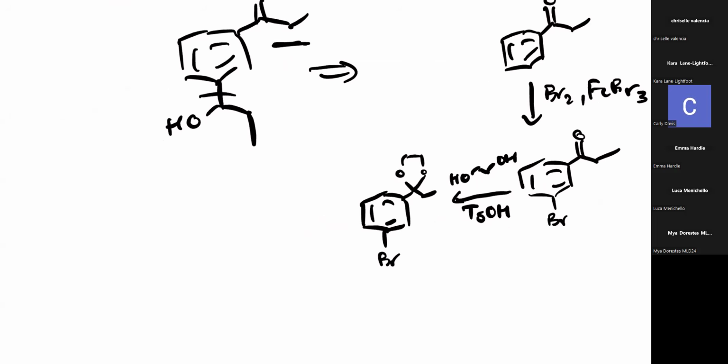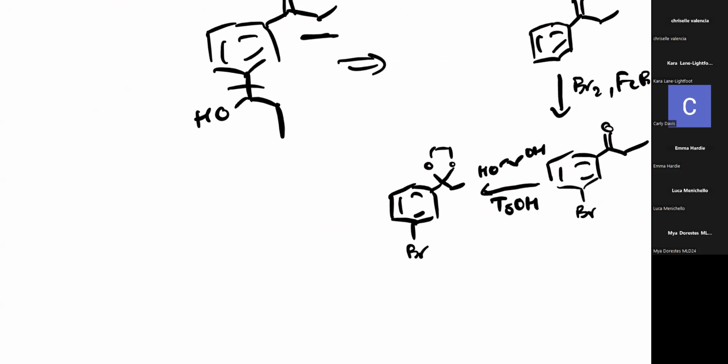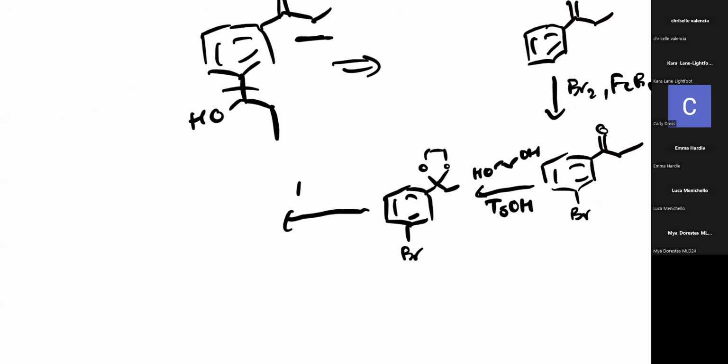So you could add the bromine, then protect that carbonyl and do a Grignard with that aldehyde.